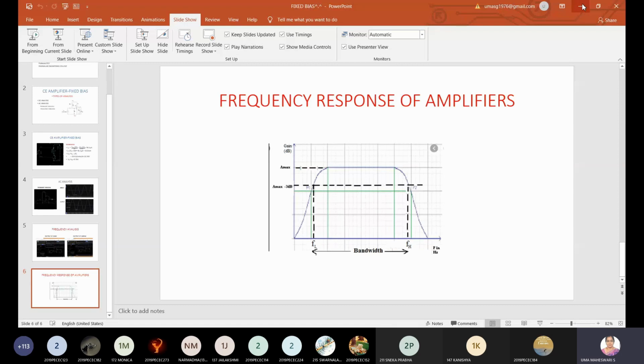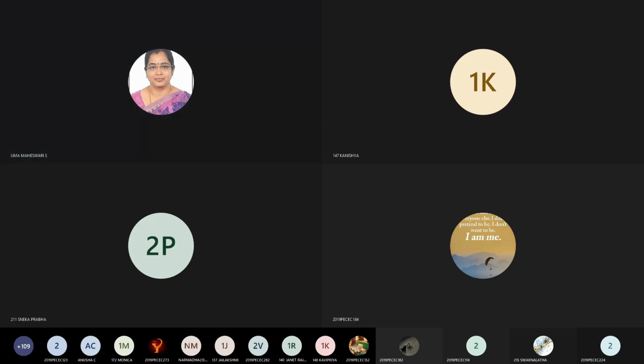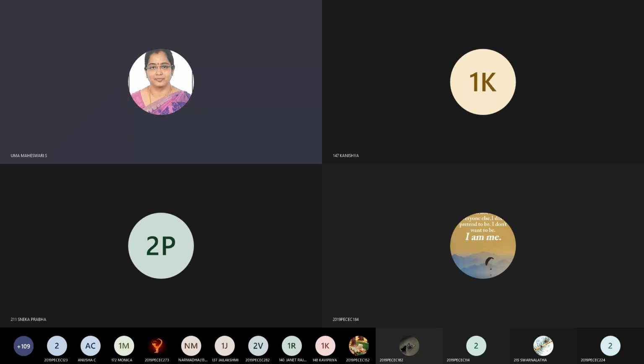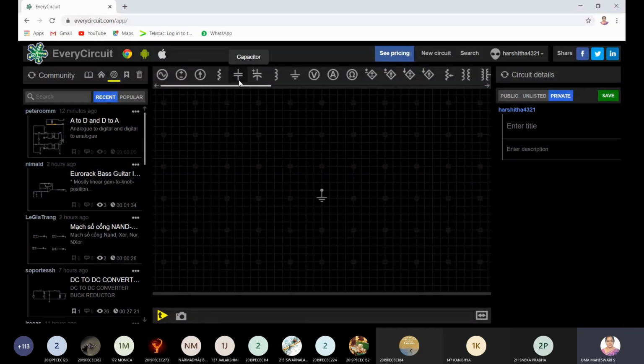The software which I am going to use is called everycircuit.com. You have to create a login with a username and password. You'll be getting a free trial session for 1 day. Okay. As I told you, this is your AC function generator. This is your DC voltage source. This is your current source, resistor, conductor. This is your polarized capacitor. This is inductor, ground, voltmeter, ammeter, ohmmeter.